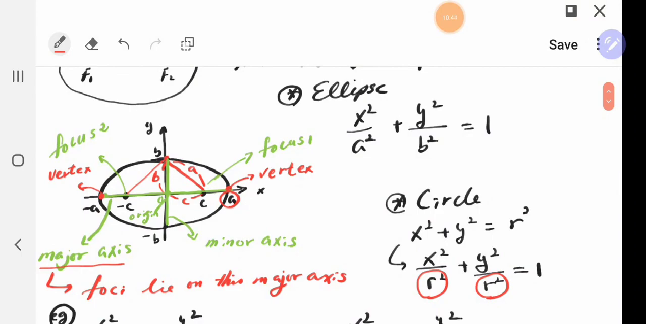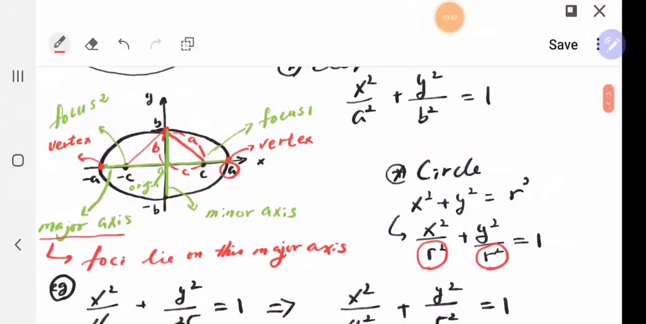I also forgot to mention the focus. How do we find the focus? The focus is this. From this triangle, the base is C. Let me draw this. Not enough space, okay, here, that's okay. This is C, this is the origin, and this is B. The hypotenuse is A. Using the Pythagorean theorem, we want to find C. So C should be equal to the square root of A squared minus B squared.